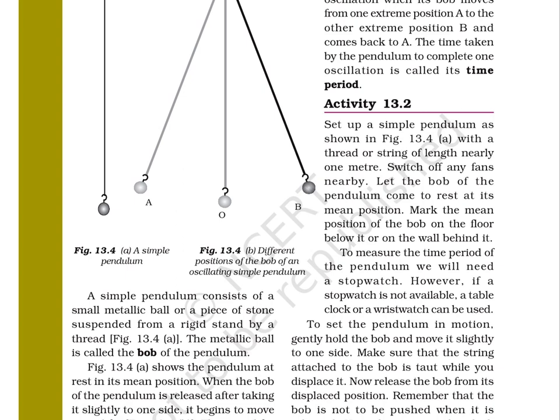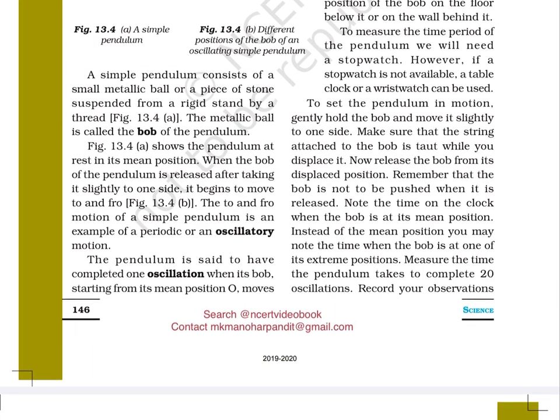A simple pendulum consists of a small metallic ball or a piece of stone suspended from a rigid stand by a thread. You can observe this in figure 13.4a. The metallic ball is called the bob of the pendulum. Figure 13.4a shows the pendulum at rest in its mean position. When the bob of the pendulum is released after taking it slightly to one side, it begins to move to and fro. You can observe this in figure 13.4b.